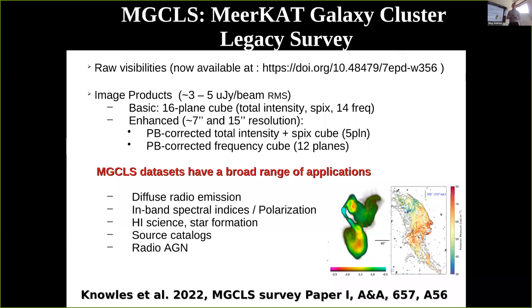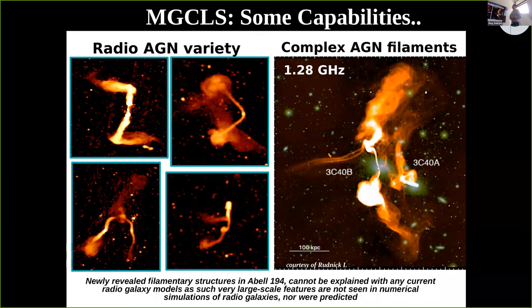So the MGCLS data sets have a broad range of applications, like diffuse radio emission, which I'm going to shortly talk about and focus on here, in-band spectral indices, polarization, HI science, star formation, source catalogs, radio AGN, you name it. I'll just show a few pretty images, some of the first results that we have.